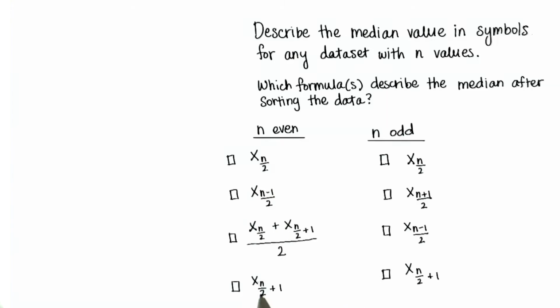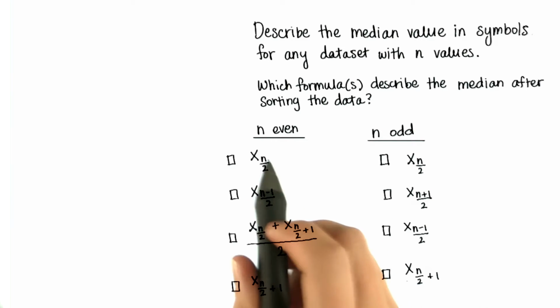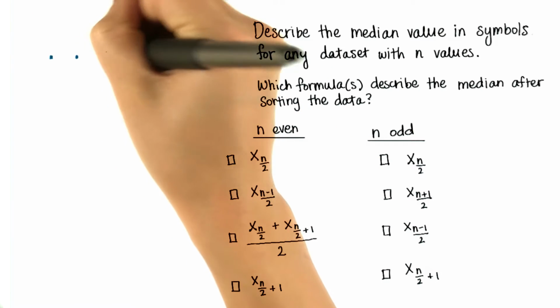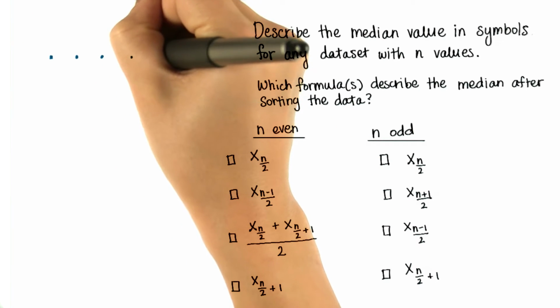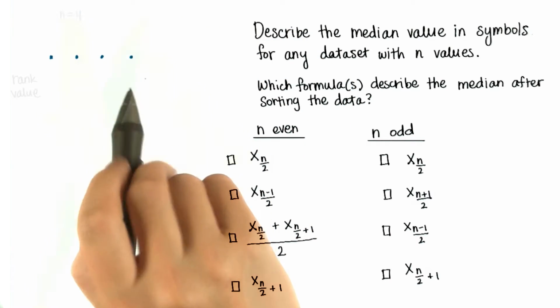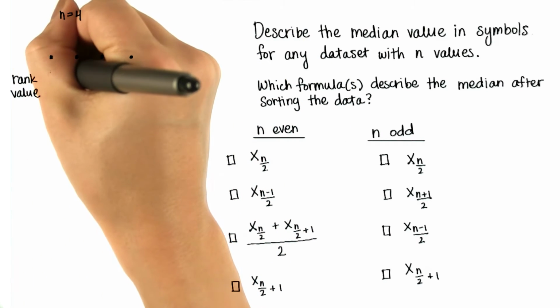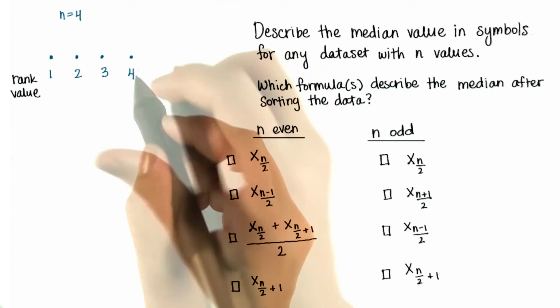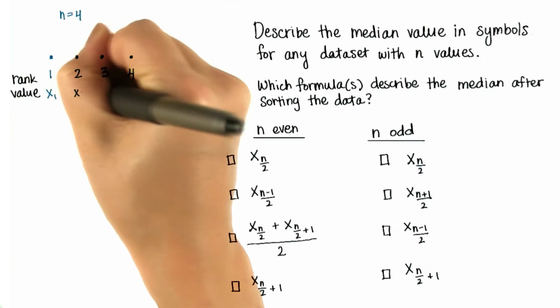Let's go over each of these individually. Let's say that n is 4. So we have 4 values here in order, from least to greatest. So if n is 4, the rank of this value is 1, and the rank of this value is 4, and the actual values are these.